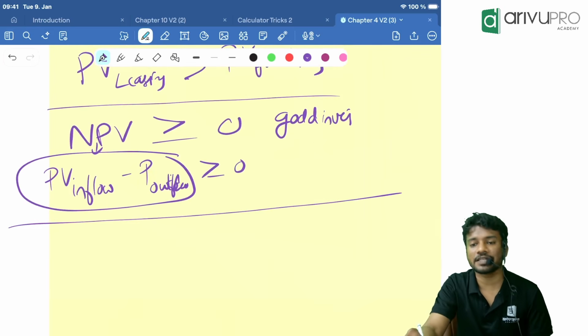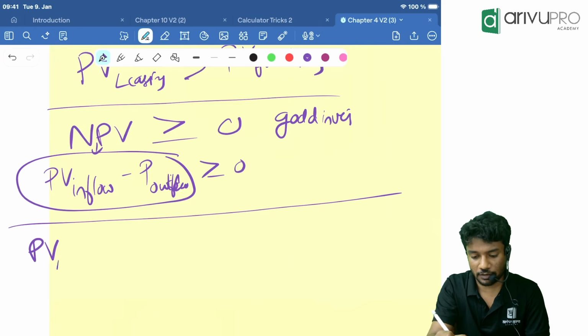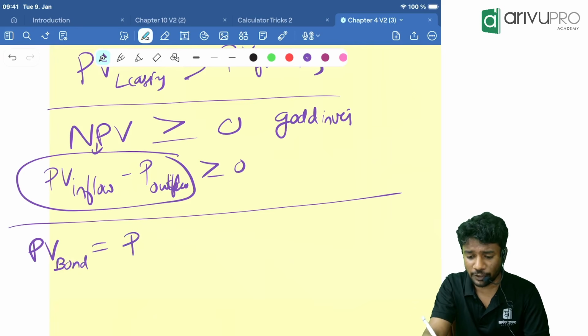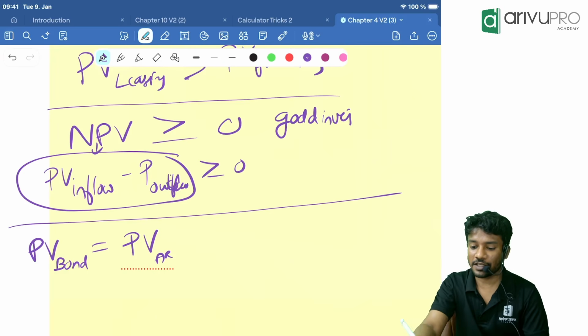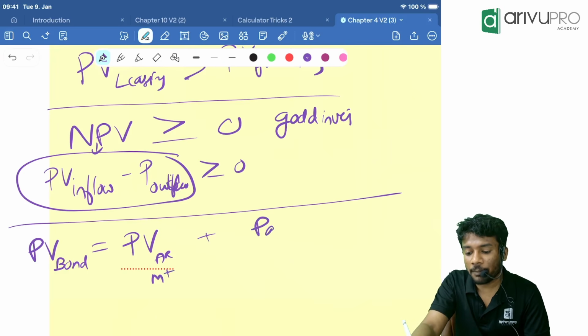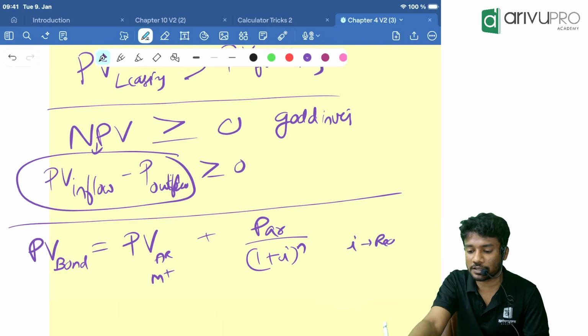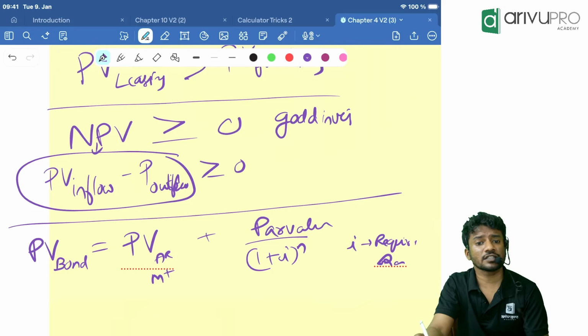Then the third application is valuation of bond. So how to find the present value of bond? The formula was very easy, I told you. PV of annuity regular we will find using our GT method. Then we will click what? M plus. Then what was the formula? Par value divided by (1 plus I) the whole power n, where I is what? The required return, required rate.